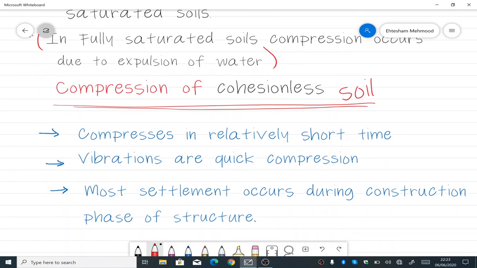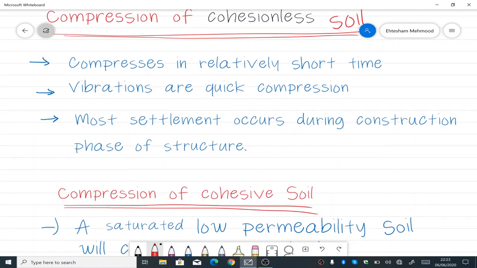Now we talk about the compression of cohesionless soil. It compresses in a relatively short time, or immediate compression occurs, and generally vibrations are a quicker method for compression of cohesionless soils. Most settlement occurs during the construction phase of the structure. So we can say that there is no long-term compression problem in the case of cohesionless soil.